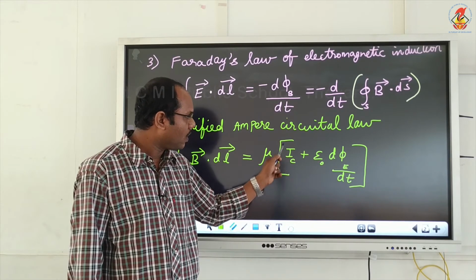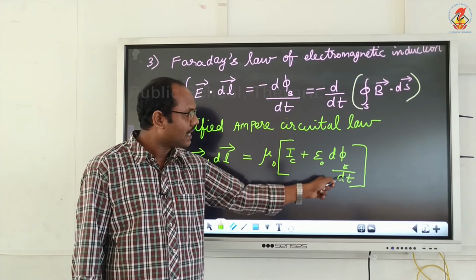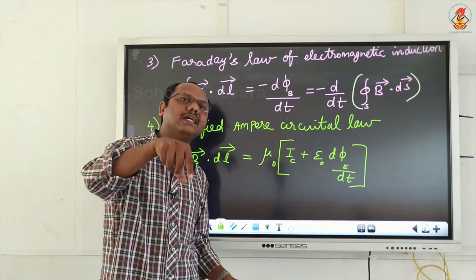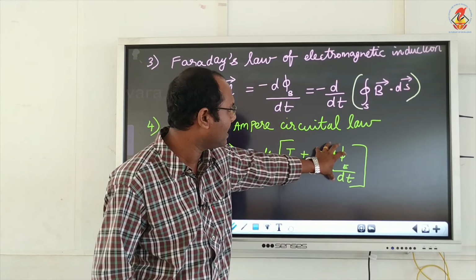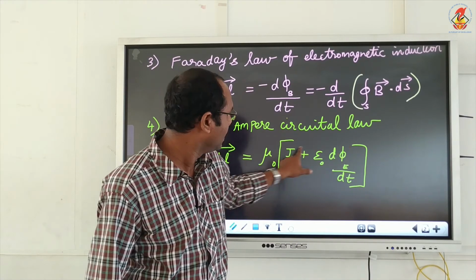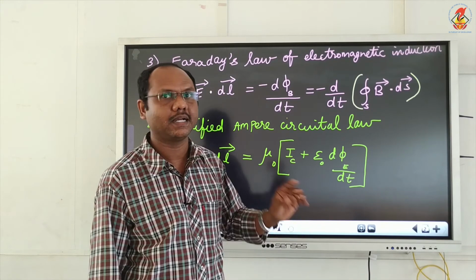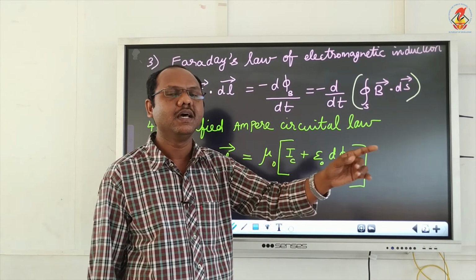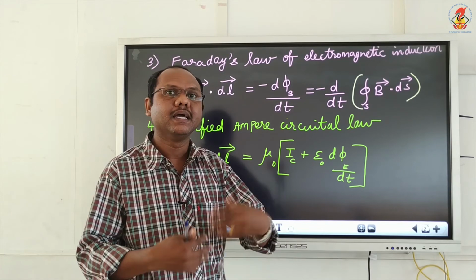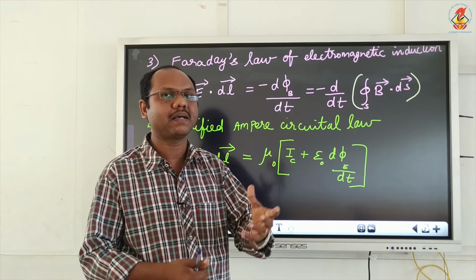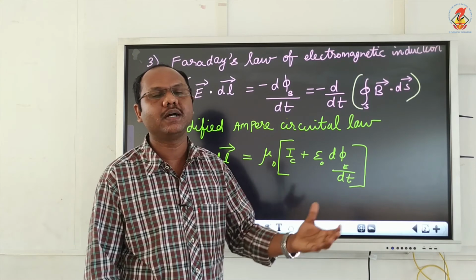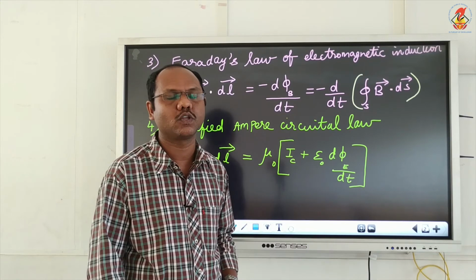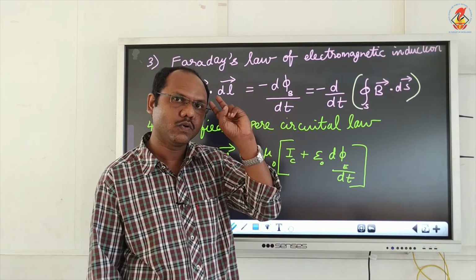The current happening inside the capacitor plates is called displacement current. So, this entire quantity epsilon 0 d phi E by dt is called displacement current and IC is called the conduction current. Conduction current is happening through the wire and displacement current is happening inside the capacitor plate. We do not have more to learn about displacement current because that is excluded from our syllabus. You only have to remember the name.